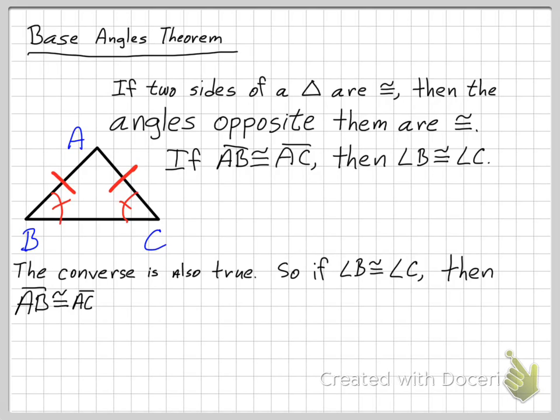And the converse is also true. So if angle B is congruent to angle C, then line segment AB is congruent to line segment AC. If you have these two angles congruent, angle B congruent to angle C, then the converse of the base angles theorem follows that line segment AB is going to be congruent to line segment AC.